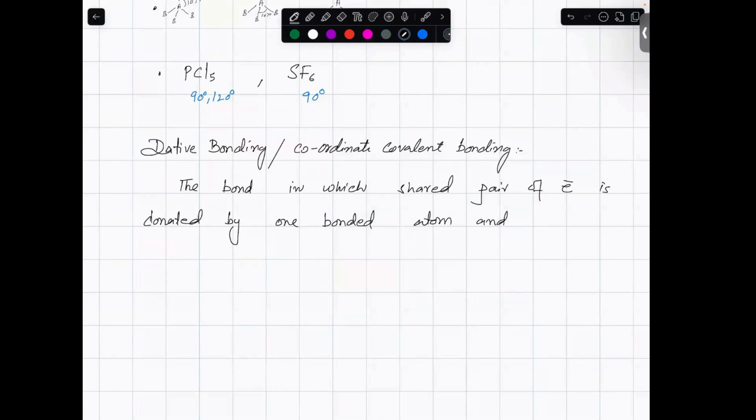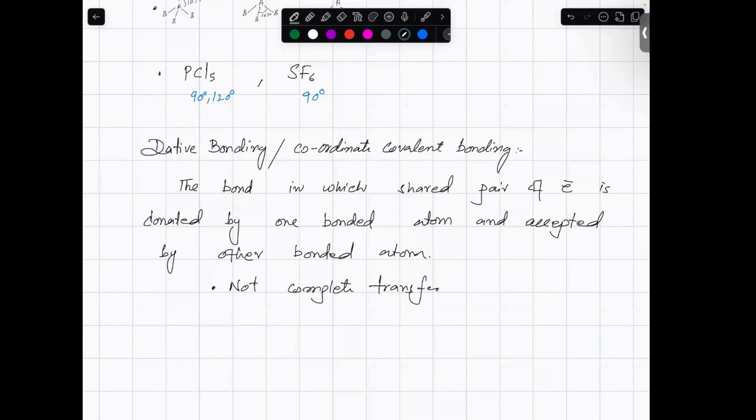and accepted by the other bonded atom. You know, it is not a complete transfer of electrons. Let me show you one thing.